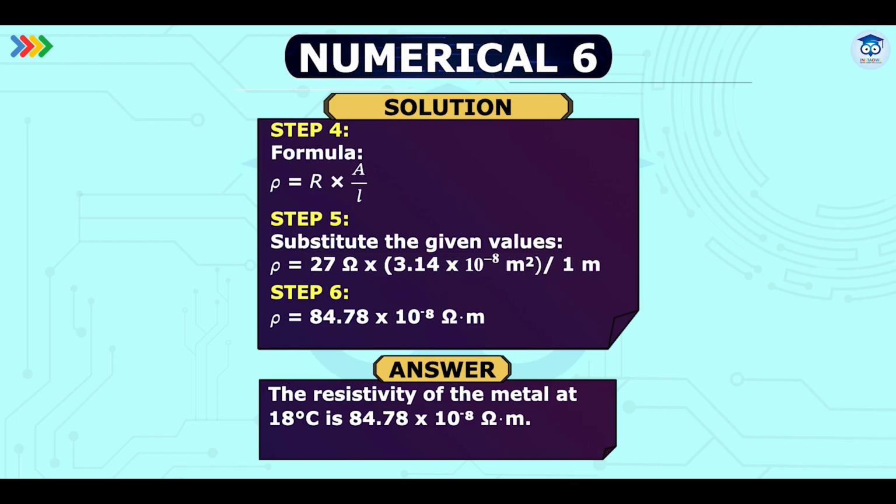Finally, in step 6, we calculate the result. The product of 27 and 3.14 gives us 84.78. So, the resistivity is 84.78 multiplied by 10 to the power of minus 8 ohm meter. Therefore, the resistivity of the metal at 18 degrees Celsius is 84.78 into 10 raised to the power of minus 8 ohm meter.